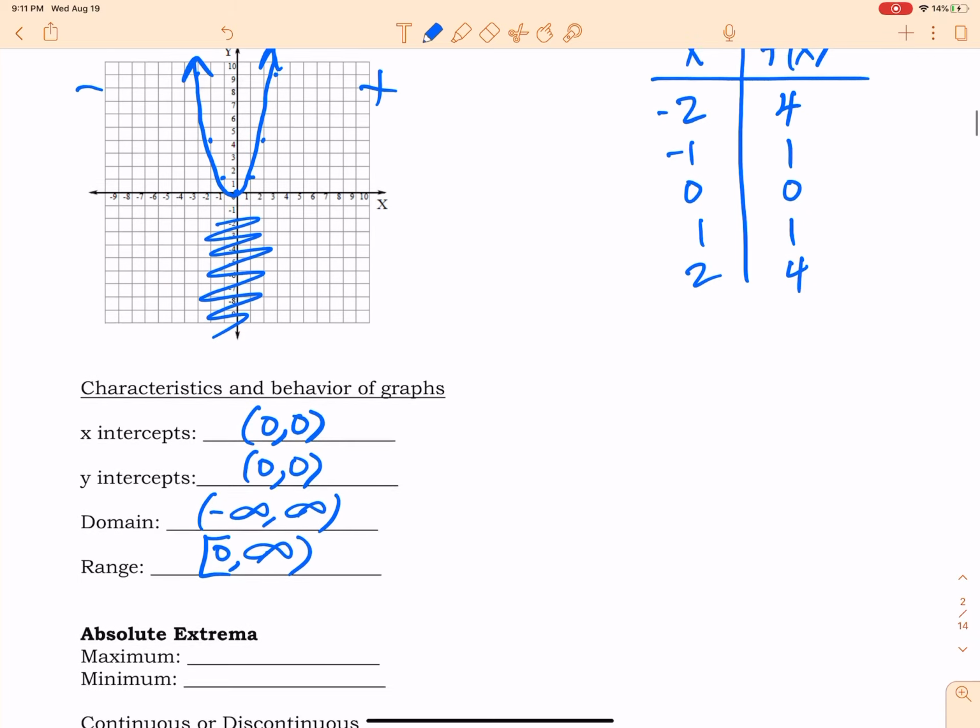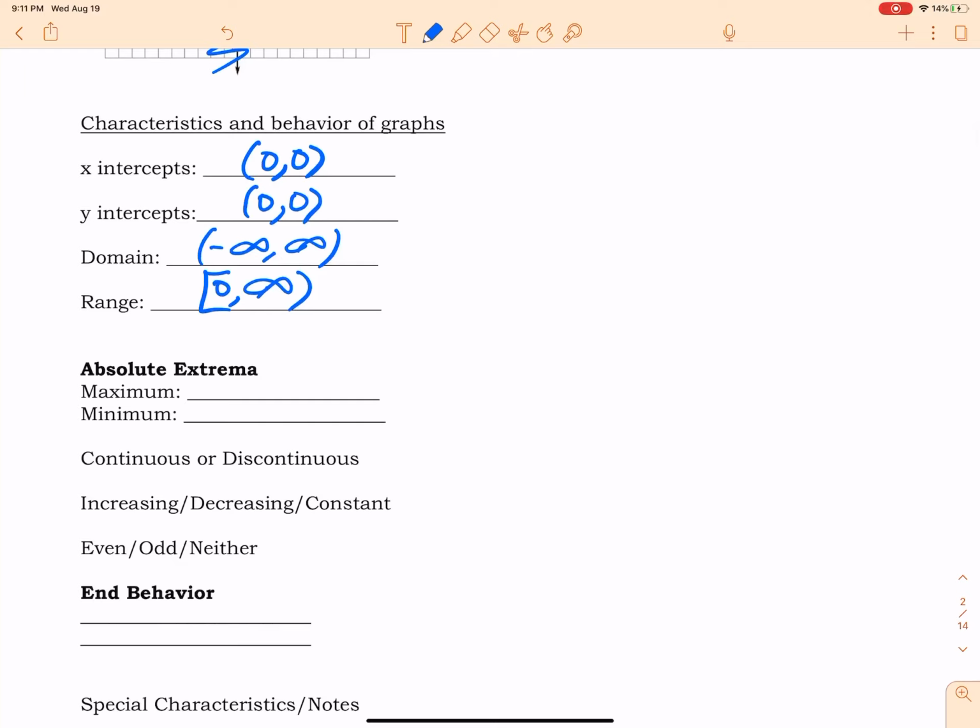As we scooch up here and look at some other things that may not be as familiar to you, we are looking at absolute extrema. What does that mean? It just means that we have values that reach a maximum or a minimum. In this case, we don't have a maximum, so I'm just going to write DNE here for does not exist. We do have a minimum value, though. The graph does not dip below 0, 0, so that's its absolute minimum.